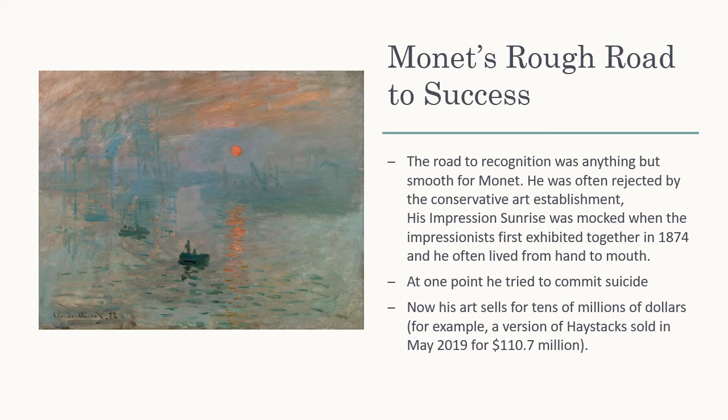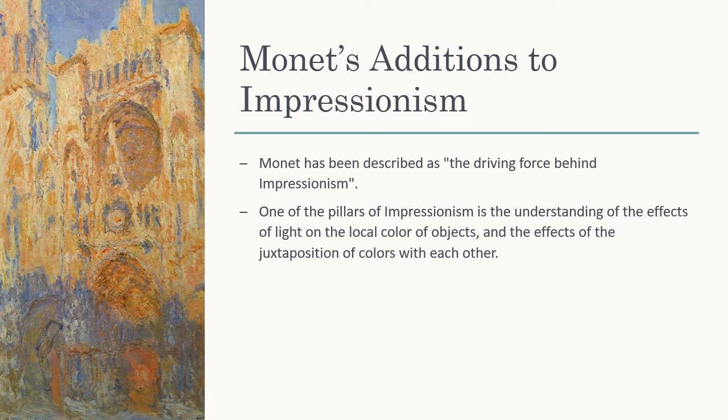Monet's rough road to success. The road to recognition was anything but smooth for Monet. He was often rejected by the conservative art establishment. His Impression, Sunrise was mocked when the Impressionists first exhibited together in 1874, and he often lived hand to mouth. At one point he even tried to commit suicide. But after a whole lot of hard work, now his art sells for tens of millions of dollars. For example, a version of Haystacks sold in May 2019 for $110.7 million.